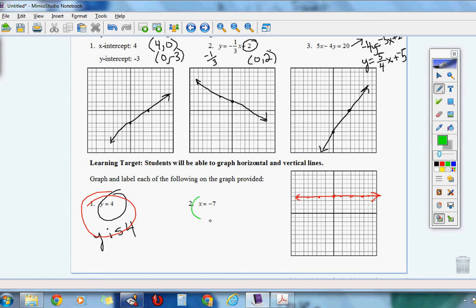Okay, same concept here. x is -7. So if you go to -7, everywhere along this line, the x value will be -7. So that's what we're doing on that.